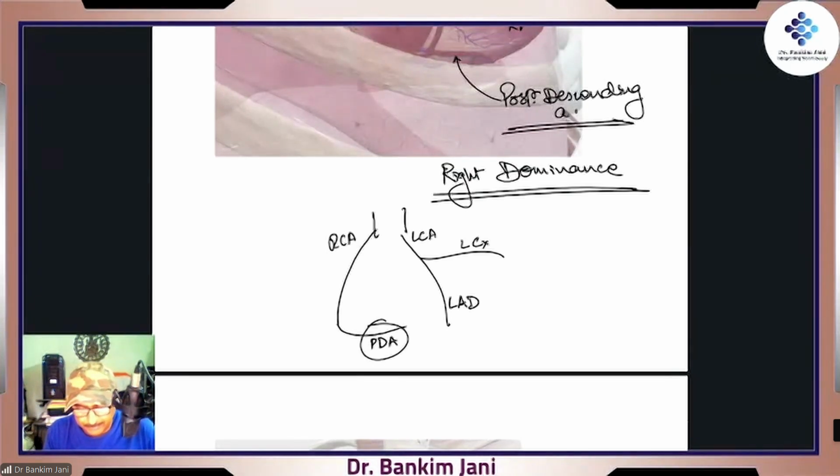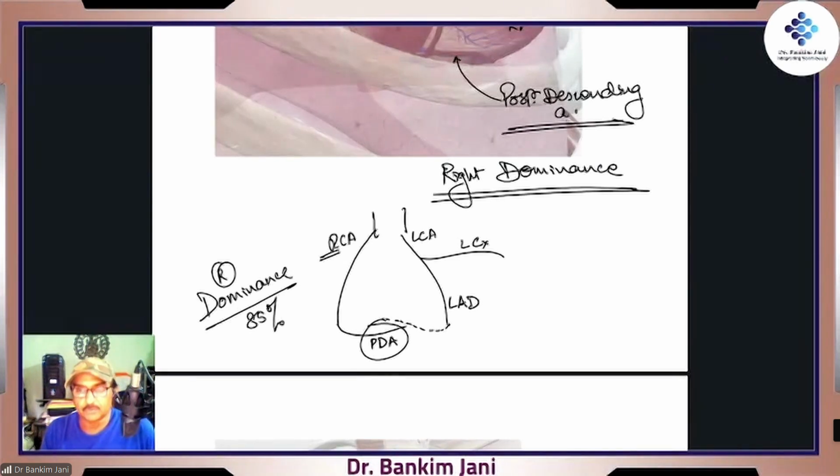When this posterior descending artery arises from the right coronary artery, it is called right dominance. In most cases, that is in 85% of cases, it is right dominance. Sometimes it emerges from the left, so then we call it left dominance. And sometimes it emerges from both, half from here and half from here, and that is called codominance.